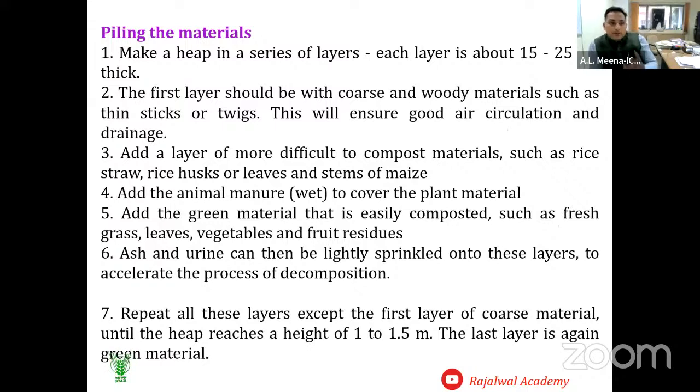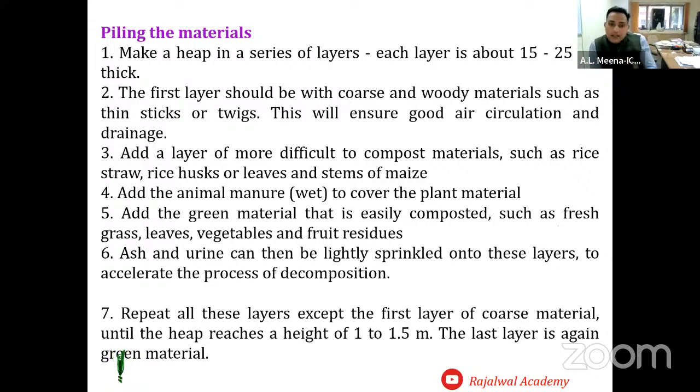Now coming to the preparation of the composting heap. First of all, make a heap in a series of layers. Each layer is about 15 to 25 centimeters. The first layer should be coarse material. At the base of the composting heap, you should use coarse and woody materials, such as thin sticks or twigs of the plants. This will ensure good aeration, circulation and drainage of the composting material. Then add a layer of more difficult to compost material, such as rice straw, leaves or stems of maize.